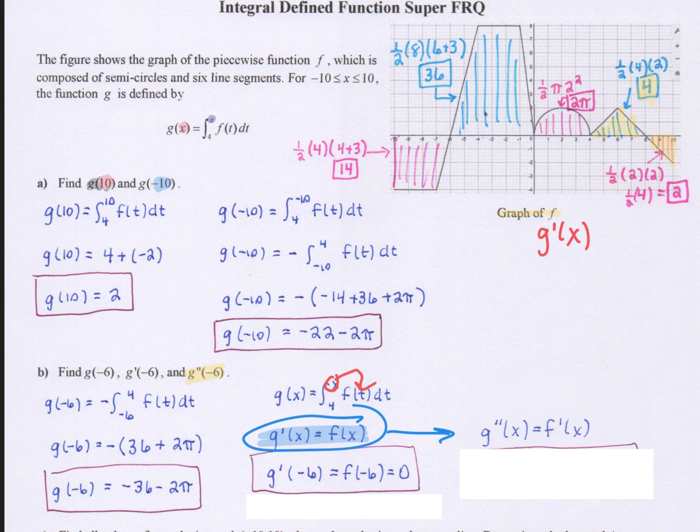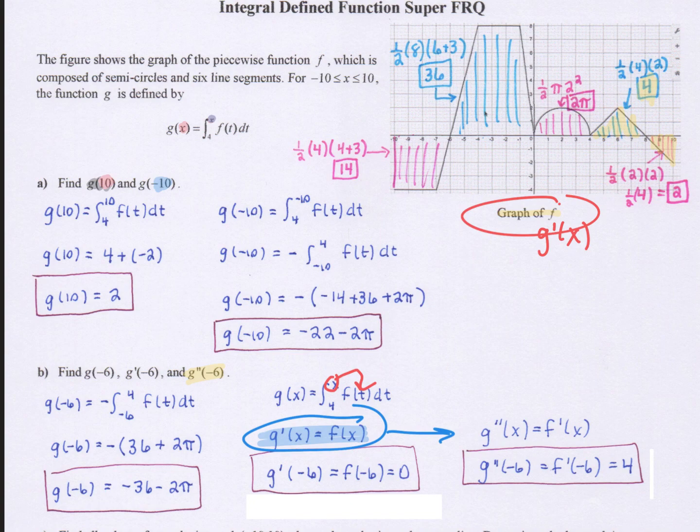And that tells me that g double prime is f prime. What I am given to work with is the graph of f. If I want f prime of x, and I'm looking at the graph of f, all it's asking me for is the slope. So at negative 6, I just calculate the slope on this line right here, and I can see I go up 4 over 1, so my slope is 4, so my g double prime of negative 6 is 4.